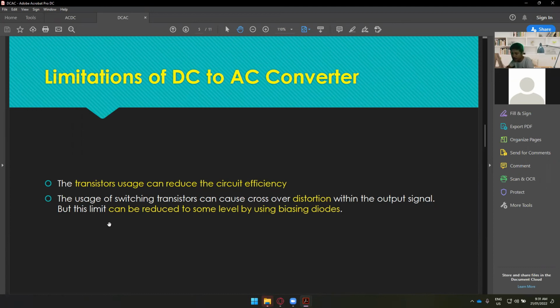However, of course, we have solutions for this distortion. This limit can be reduced to some level by using bias inductance. So it already has a solution on how to solve this distortion if you're going to come up with this DC to AC converter.